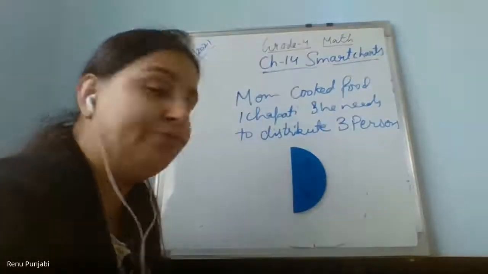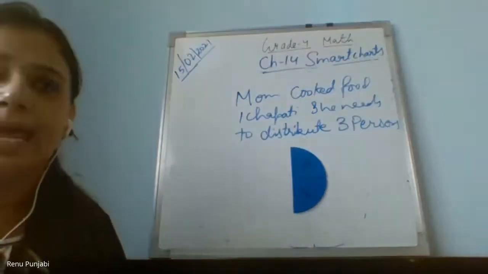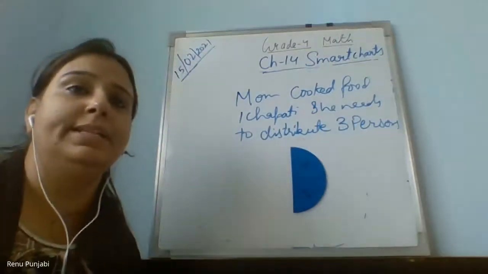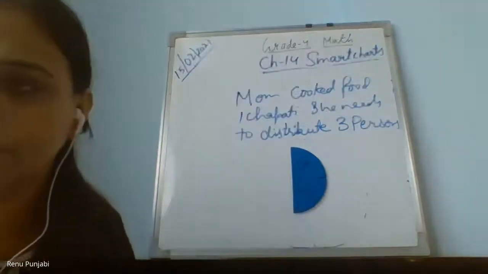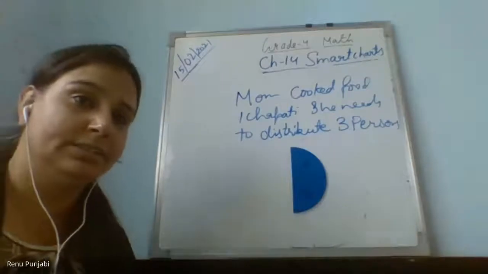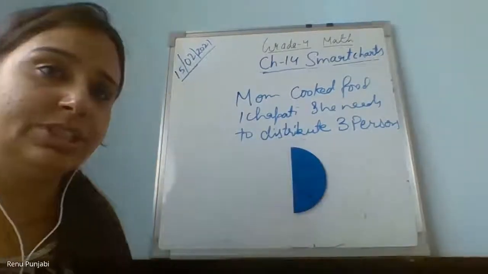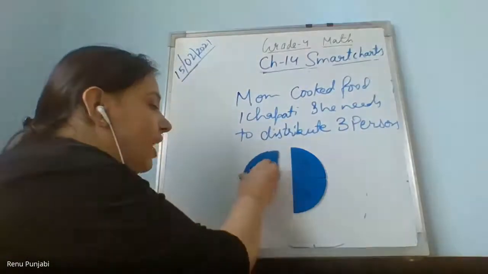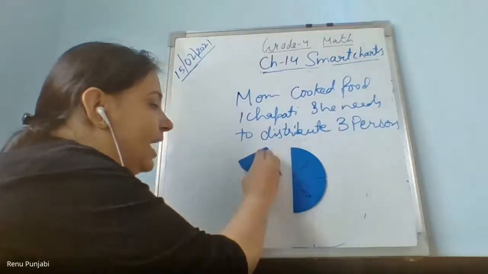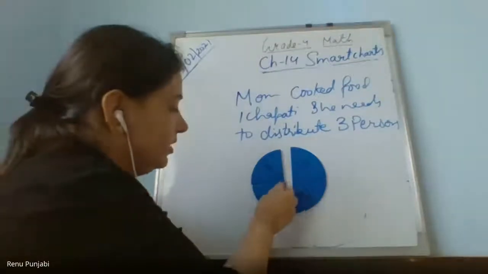Okay, now if I say there are 4 persons to eat, so Ayush, you tell me, there are 4 persons to eat the same chapati. So when you divide the whole chapati, how many parts will you divide it into? 4. Each part will be how much, as a fraction? 1/4. Yes. Have you noticed that I removed that half?